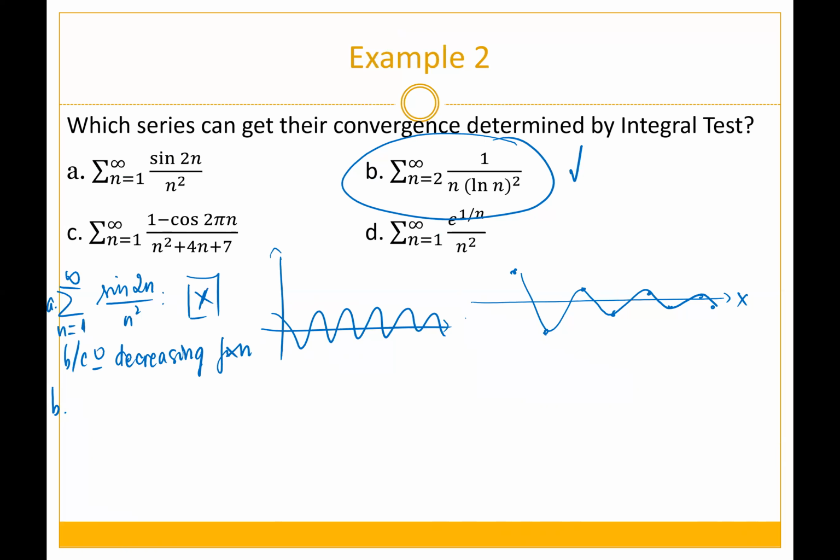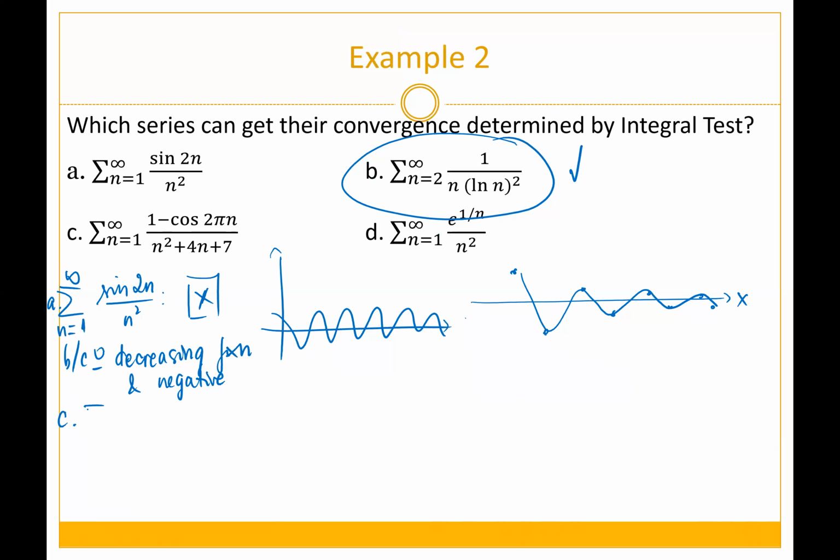I don't even know if it's positive or negative, and it's also negative for some values of n. So half of the values of n. So not a decreasing function, and negative. Now B, we already solved it in the previous example. Now let's look at C.